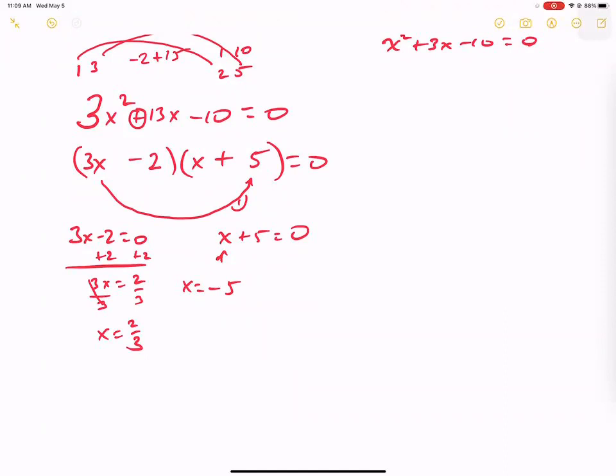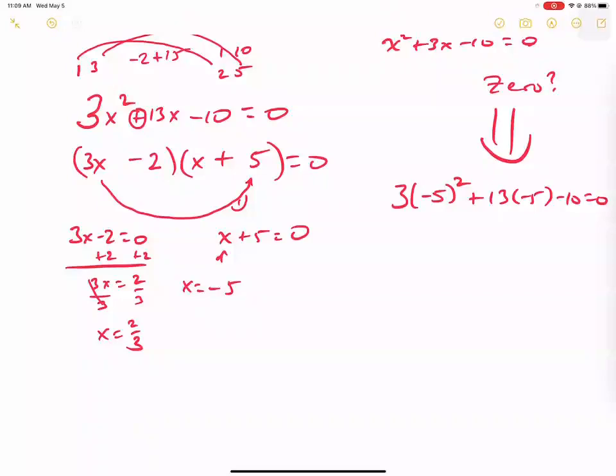Okay, now we have 2 answers. My bet is that these are going to work, right? But let's try it. Let's try the negative 5. Negative 5 squared plus 13 times negative 5, minus 10 is equal to 0. Does this look like 0? No. Right? That doesn't look like 0 to me. Is this even going to work? Did I mess up someplace? Let's just try it, right? Because I don't think I messed up. I factored it correctly. I solved for them correctly. But so far, this doesn't look right.